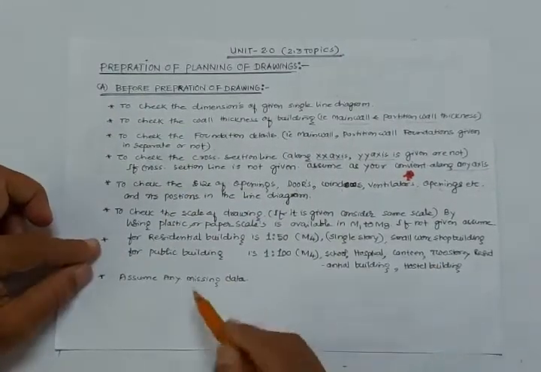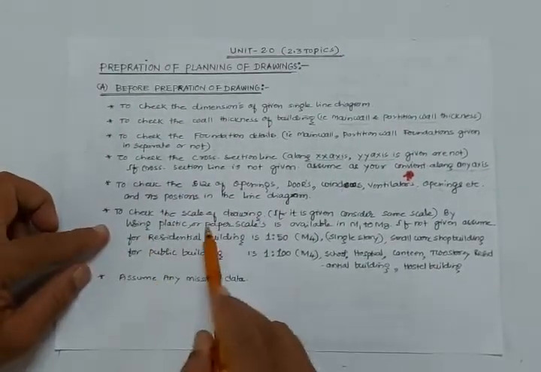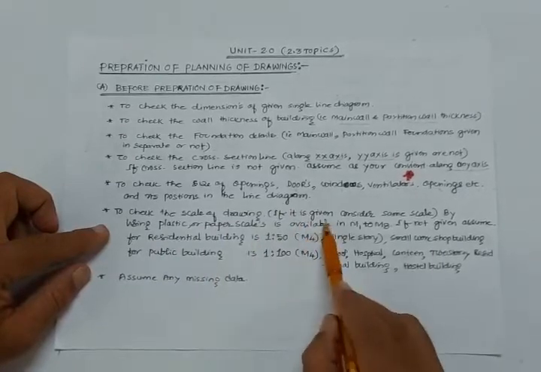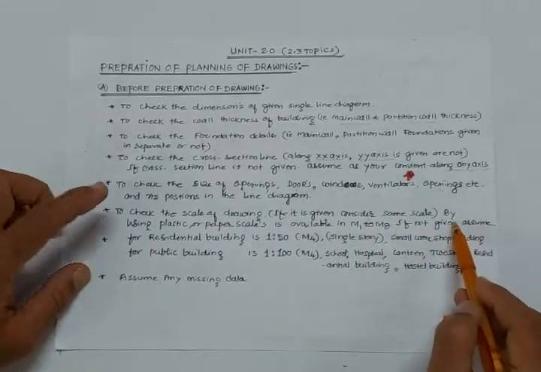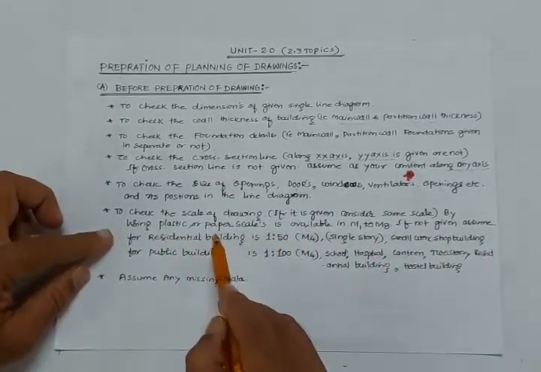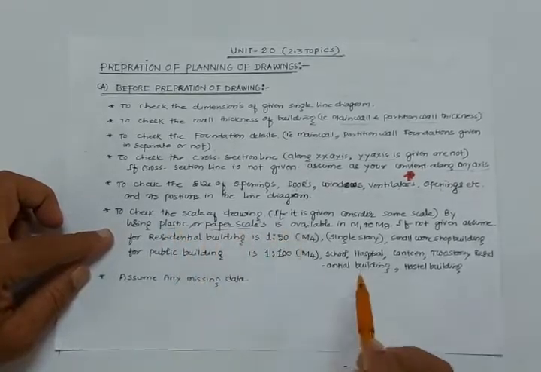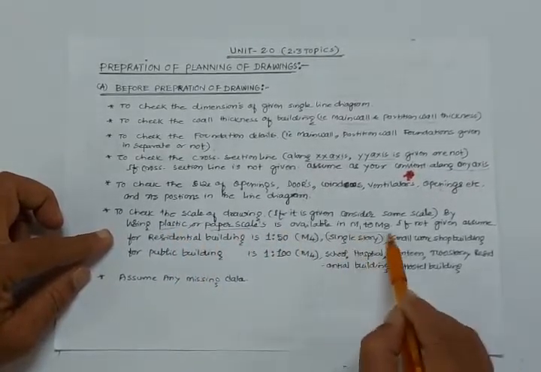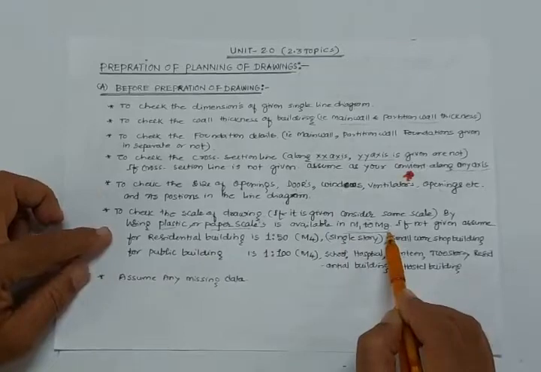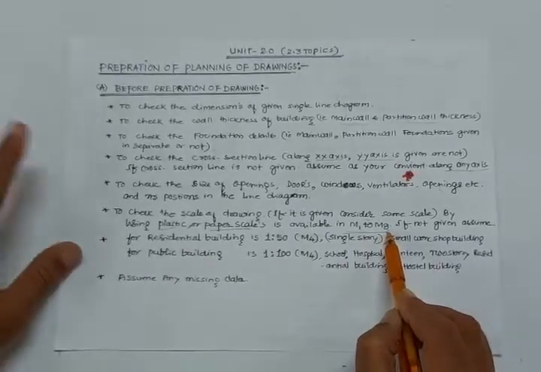Next one is to check the scale of the drawings. If it is not given, then you have to assume it. It may be available in plastic and paper scales. Suppose these are the M1 to M8. There are a total of 8 scales available.